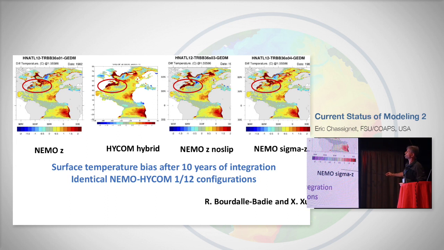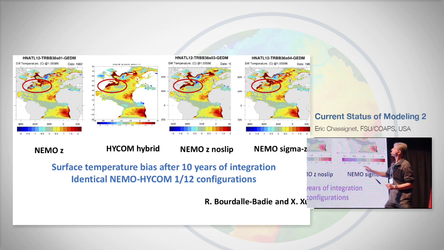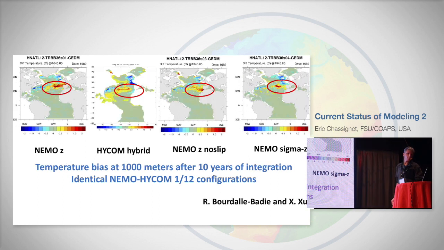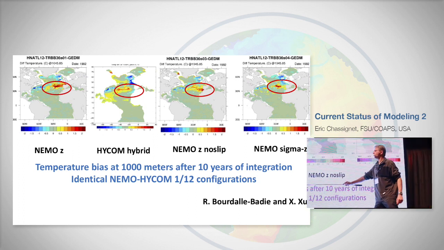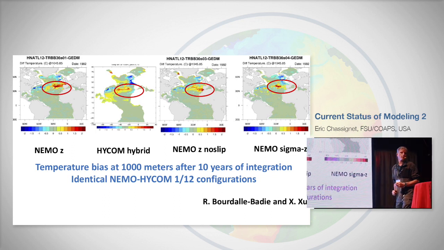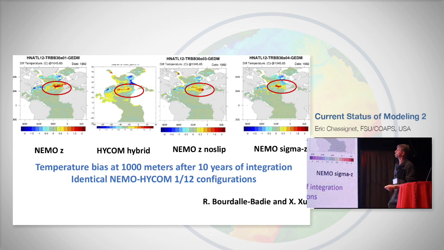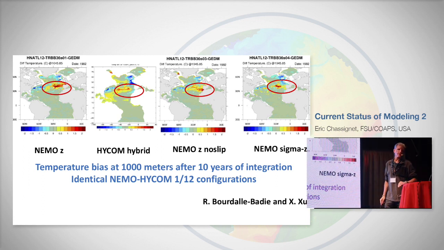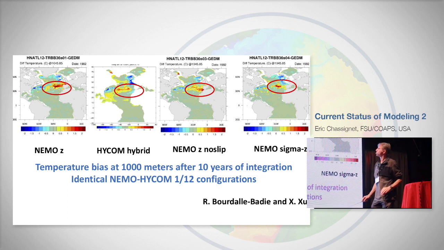Now, if they went to the sigma z, which is a hybrid in the vertical, layered, and terrain following coordinate, but still free slip, then you have fairly similar behavior to the original one. You can look at the same thing in the interior. So this is the temperature bias at 1,000 meters. And here, you don't see as much in the Gulf Stream region, but now you can start to look at the impact of the MED outflow and how it's represented in the various models.